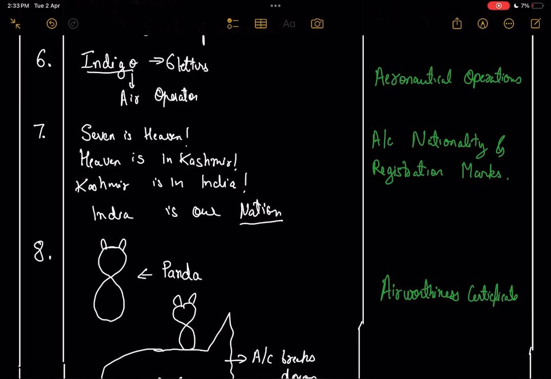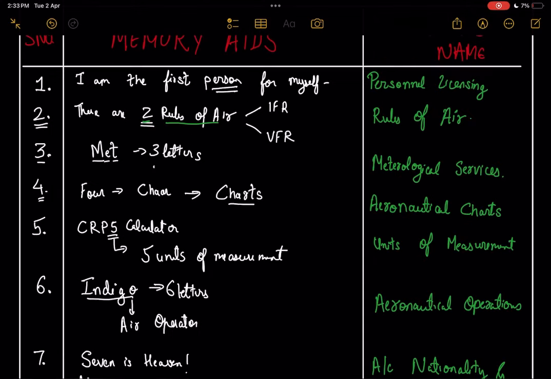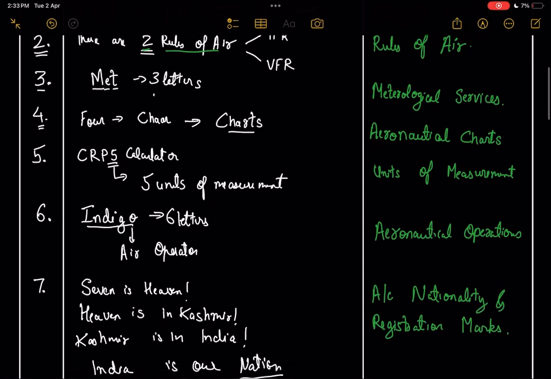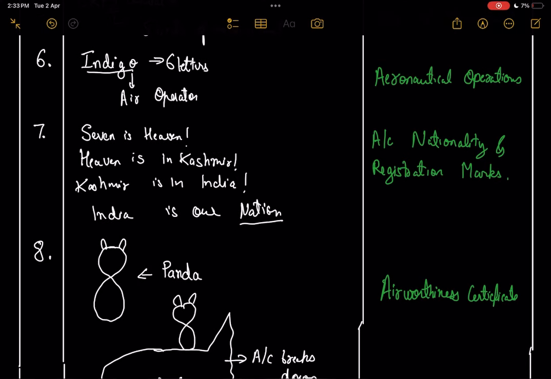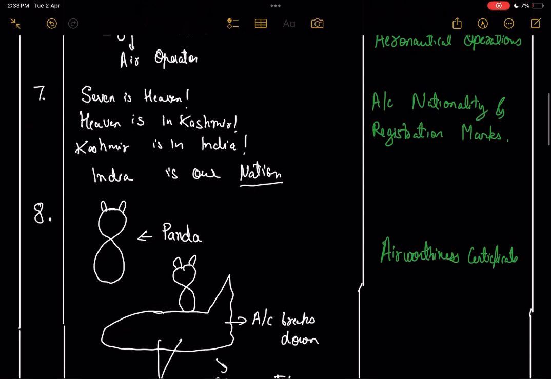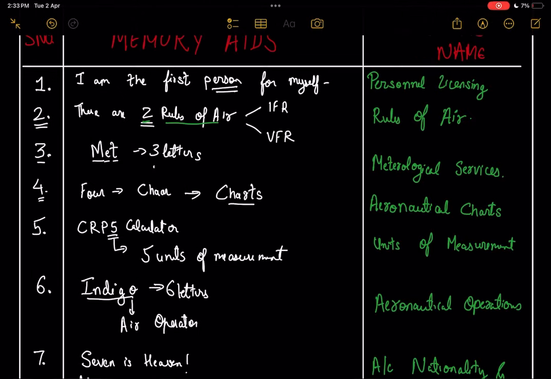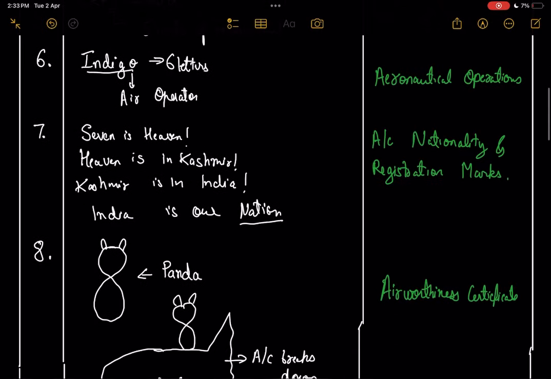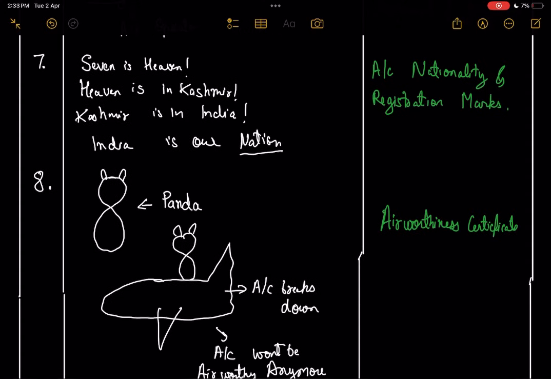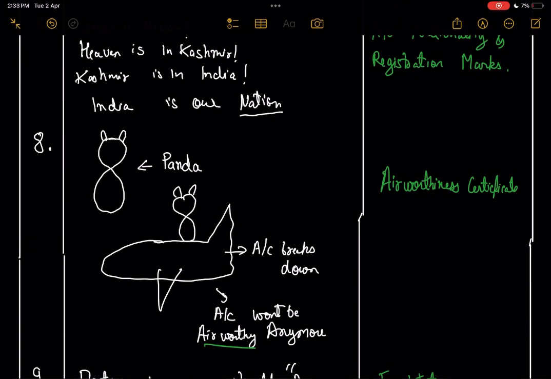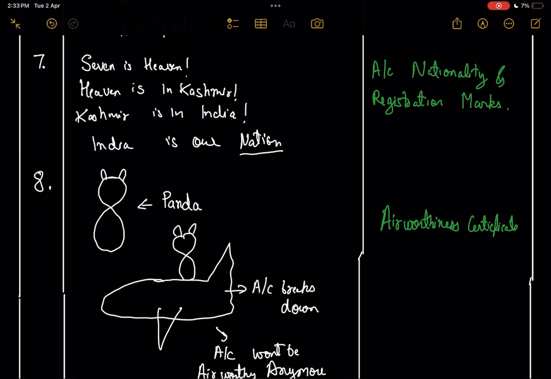Moving further, we have Annex 6. Indigo is a 6-letter word. What is Indigo? Indigo is an air operator. What operation does it do? Aeronautical operation. So Annex 6 is aeronautical operation. Now Annex 7. 7 is heaven. Heaven is in Kashmir. Kashmir is in India. India is a nation. So Annex 7 refers to aircraft nationality and registration marks.